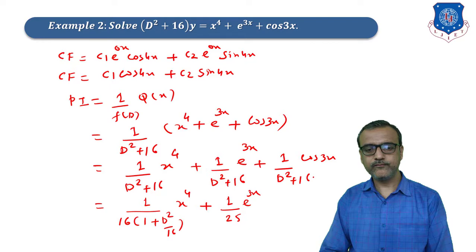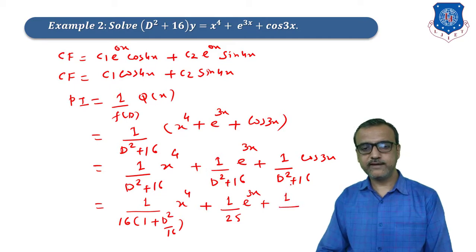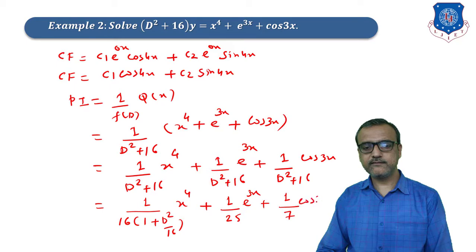Now think about case number 2, when Q of x is cosine of ax plus b, we will replace D square by minus a square. So in this case we will replace D square by minus 3 square, and that is minus 9. So this is equal to 1 over, if you replace D square by minus 9, it will become minus 9 plus 16, that is 7. So 1 upon 7 cosine of 3x.